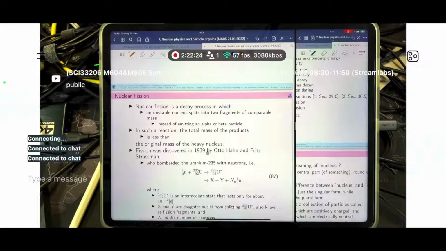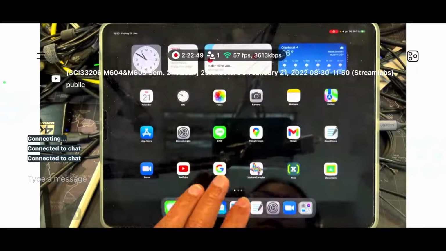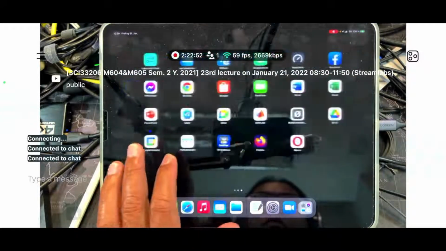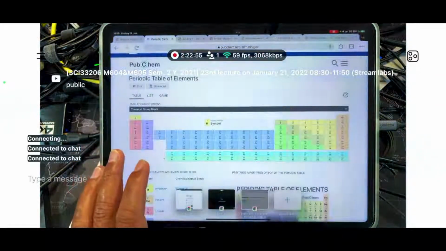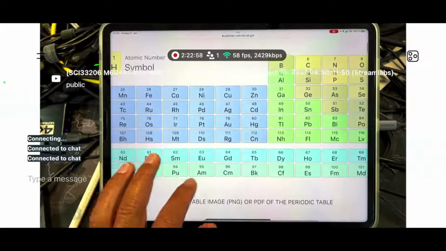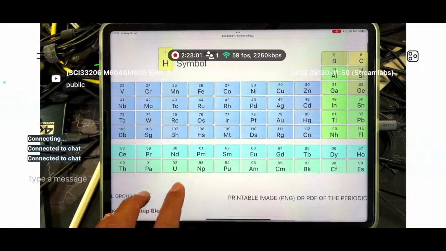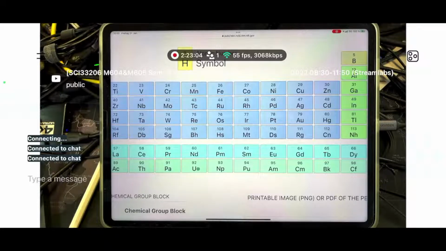Almost 100 years ago, by Otto Hahn and Fritz Strassmann. They are physicists, and they made the experiment by bombarding uranium-235. You know that uranium has many isotopes. Actually, it's a big element, right? Because it has 92 protons. So let's take a look at the periodic table. Uranium, 92. Uranium is over here. It's a big element, as you know.